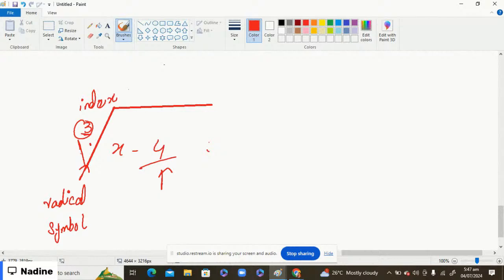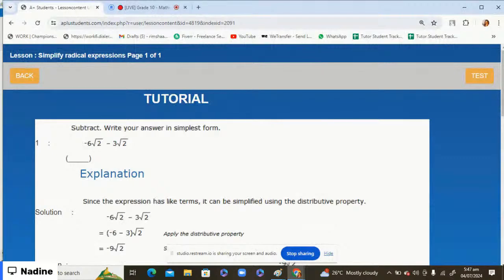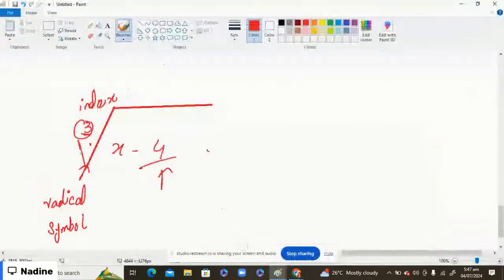Okay, now let's solve the questions. This is minus 6 square root 2 minus 3 square root 2. If there is no index given, it means that the root is a square root. If the index is given like 3, 4, 5, it means the power is 3. This is cube root, fourth root. If nothing is written, it means square root. If 4 is written, it means fourth root. These are all the basic things.